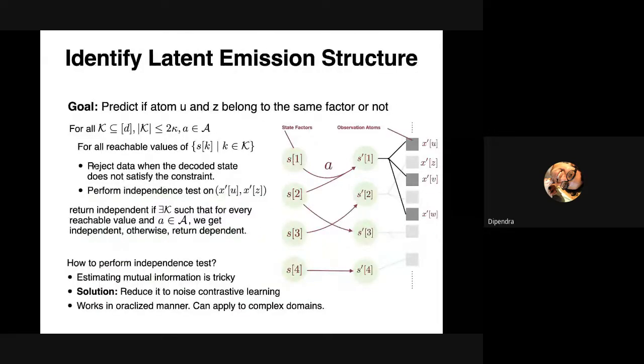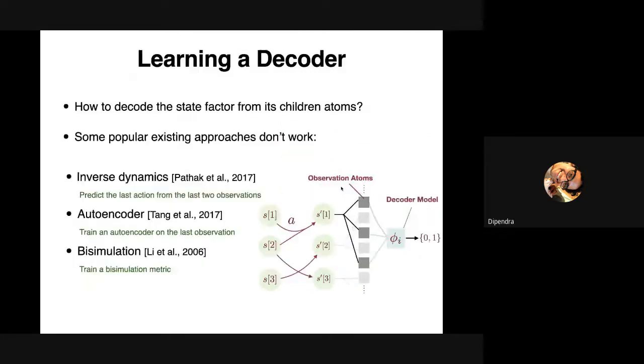So using these independence tests, we can tell if atoms belong to the same factor or not, and this gives me the latent emission structure. Now we can use it to learn a decoder. So we have a set of factors, let's say these ones shown in the dark gray square, and we can pass them into a decoder, which is phi I, and use it to decode the ith factor, which in this case would be s prime 1. So we get 0, 1.